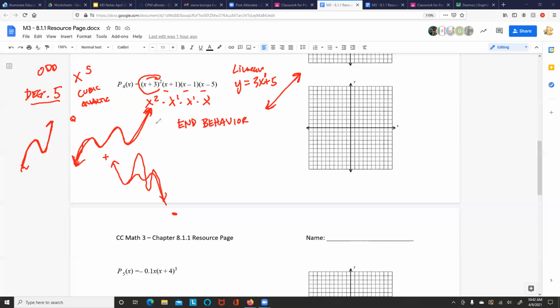But we know, what are our zeros? What's this zero going to be? X equals what? -3, the opposite of this. What's the opposite of x plus 1? -1. What's the opposite of x minus 1? +1. Opposite of x minus 5? +5. One of these is a double root. Which one's the double root? -3. Yeah, because it's squared, right?